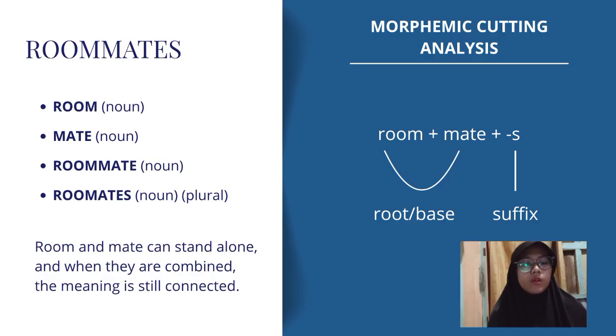An inflectional morpheme is an affix that doesn't change the part of speech of a word, but only provides grammatical information, such as tense, number, or possession. In this case, the suffix s indicates that roommates is plural. Therefore, s is an inflectional morpheme and suffix.